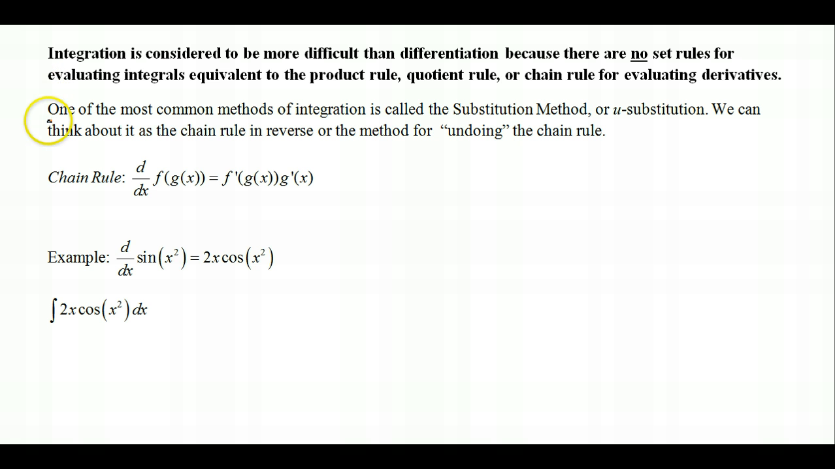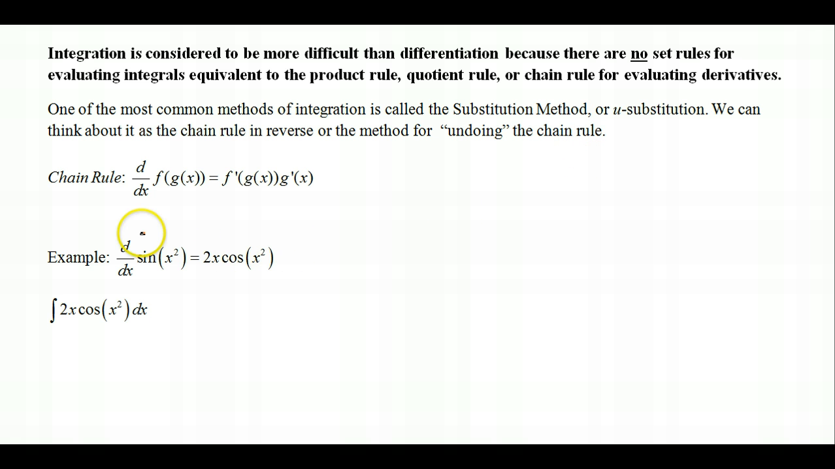But one of the most common methods that we are going to use to solve different types of integrals is called the substitution method, or more commonly referred to as U-substitution. And we can think about it as the chain rule in reverse, or the method for undoing the chain rule. So unfortunately, like I said, integration is considered to be more difficult because I can't tell you if it looks like this, always do this. So there's going to be a lot of strategy involved in evaluating integrals. So the most important thing is to do a lot of practice problems and try to come up with a series of steps for evaluating integrals in your mind to make the process a little bit easier.